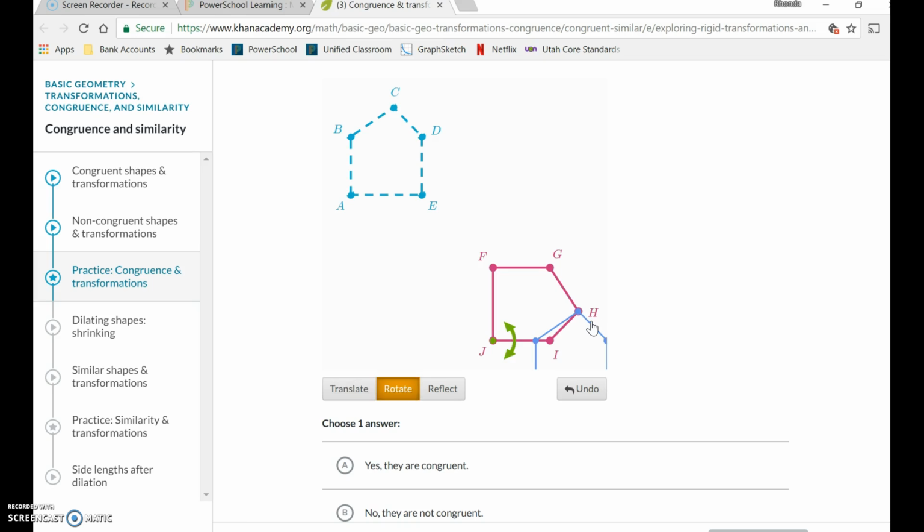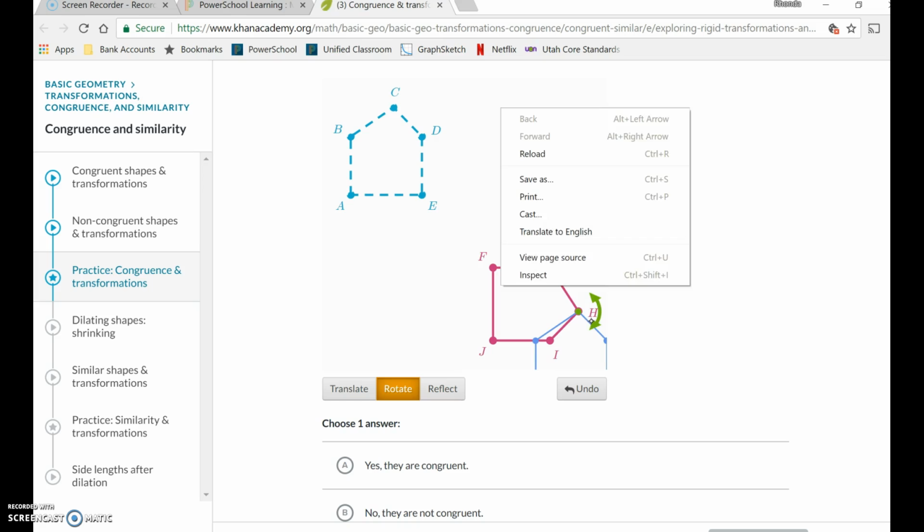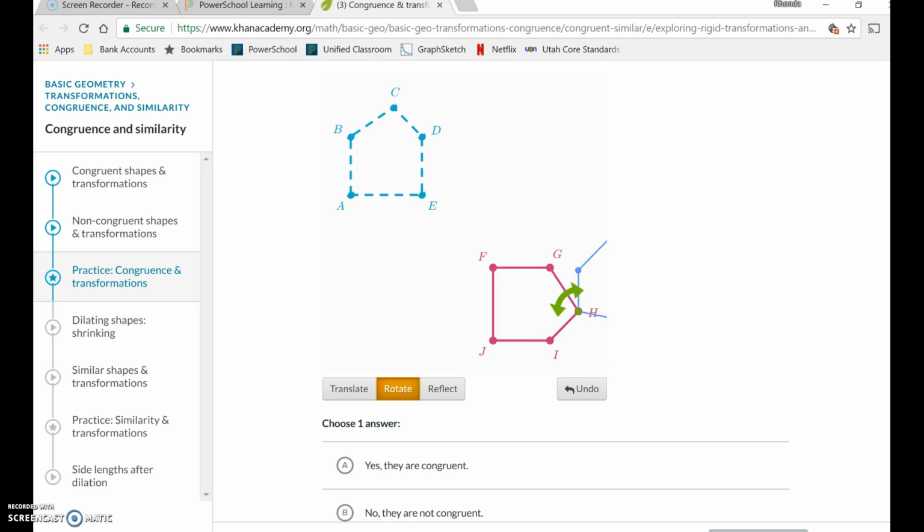Now I'm going to rotate it a little bit and see if I can match it up. To rotate it, you click rotate and this green dot comes up. You want to put this green dot wherever you want to rotate around. So I'm going to rotate around that point that I just matched up. Then you pick this arrow and rotate it around until it comes to a point where you think it matches. By rotating that figure around that point, we actually got it to match up exactly. So these two shapes are congruent.